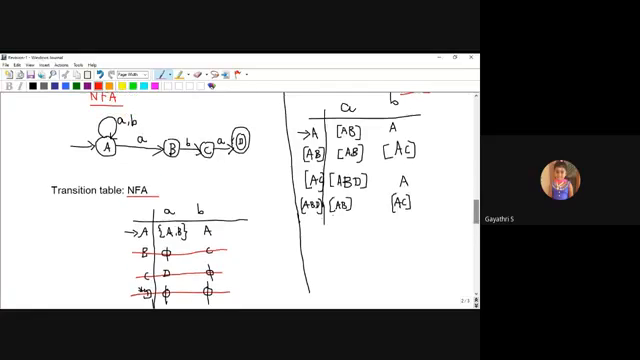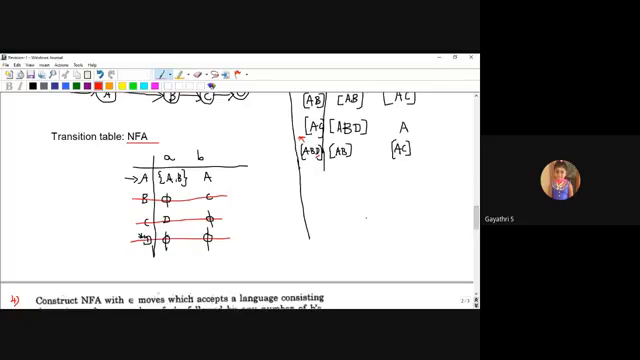So in your transition table of NFA, what is the starting state? A is the starting state. What is your final state? This state only has D, right? So D is the final state in NFA, so I will make ABD the final state. First, I will draw the transition diagram of NFA.